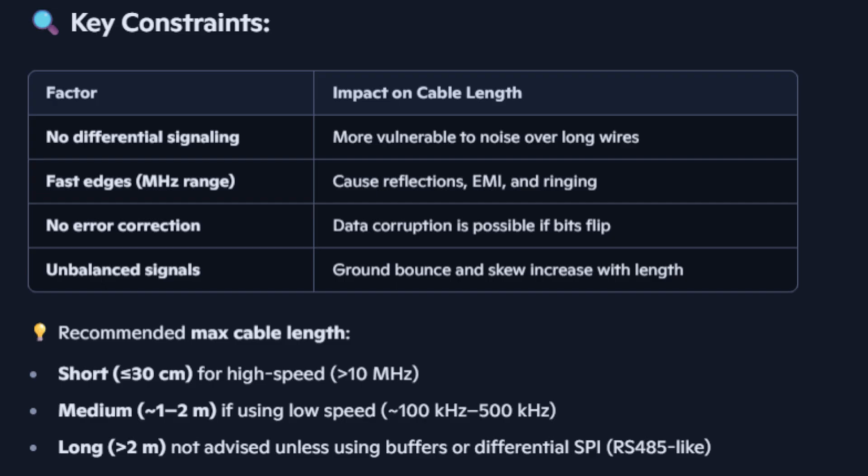Third, there's no built-in error correction. One noise spike flipping a single bit can corrupt an entire transaction, and the protocol itself won't notice. Fourth, the signals are unbalanced, which can lead to ground bounce and timing skew issues that get worse with cable length. So, the practical recommendations. For high speeds, say 10 megahertz, keep wires extremely short, ideally under 30 centimeters, maybe even just 10, 15 centimeters on a PCB. For lower speeds, maybe under 500 kilohertz, you might get away with 1 or 2 meters, especially if you use shielded or twisted pair cables and are careful about noise.